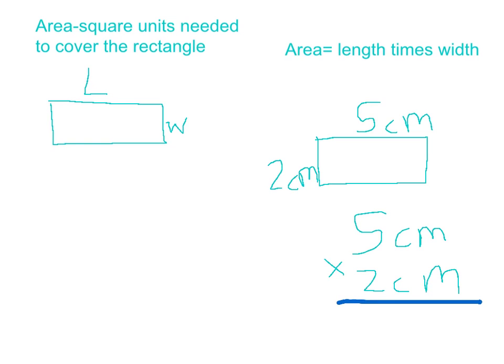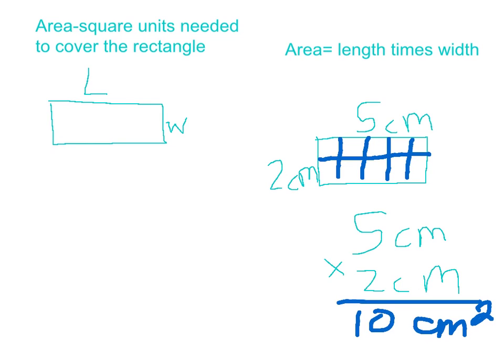And when we do that, we end up with 10 centimeters squared, and I'll show you why. When we're talking about 10 centimeters squared, we look at this rectangle, and this 5 centimeters up here can be broken up into 5 pieces. This 2 centimeters means I need 2 pieces this way, and if I count the squares, I have 1, 2, 3, 4, 5, 6, 7, 8, 9, 10 total square centimeters, which is exactly what I got for my answer.